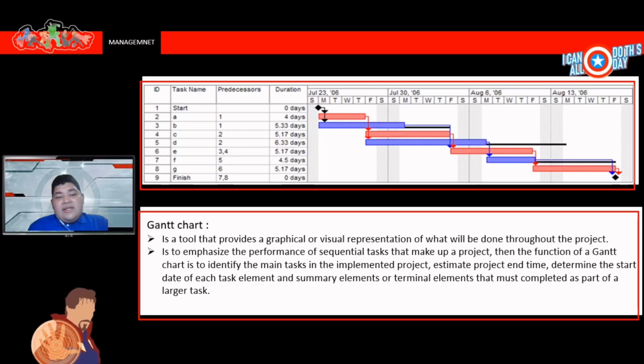Okay, this is for example a Gantt chart. It's a tool that provides a graphical or visual representation of what will be done throughout the project. It emphasizes the performance of sequential tasks that make up a project. Then the function of a Gantt chart is to identify the main tasks in the implemented project, estimate project end time, determine the start date of each task element and summary element or terminal elements that must complete as part of a larger task.